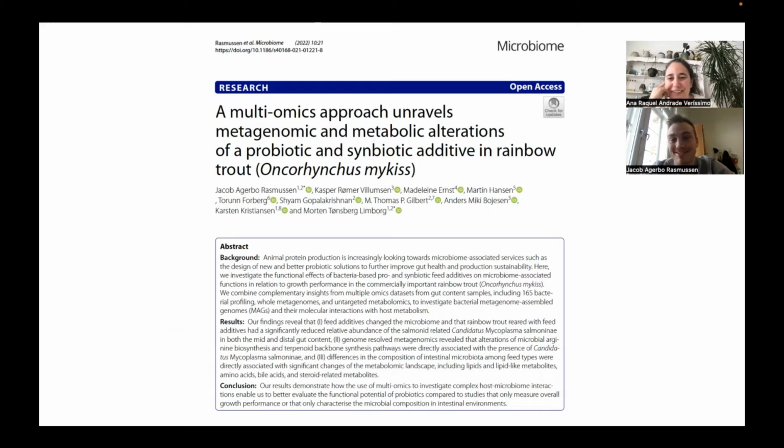Yeah. So here we investigated a diet with additive bacteria, and the same diet with an additive bacteria and with some kind of fiber, to see how this basically affects the bacteria in the gut and the whole metabolic and all metabolites in the rainbow trout and its intestine. Did that make sense in a very short way?